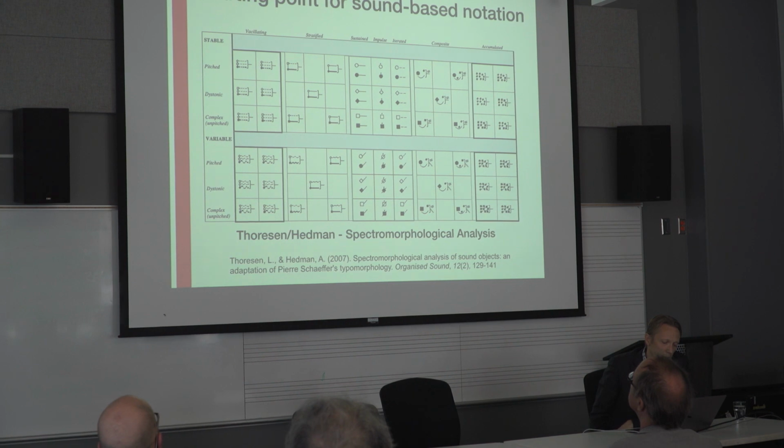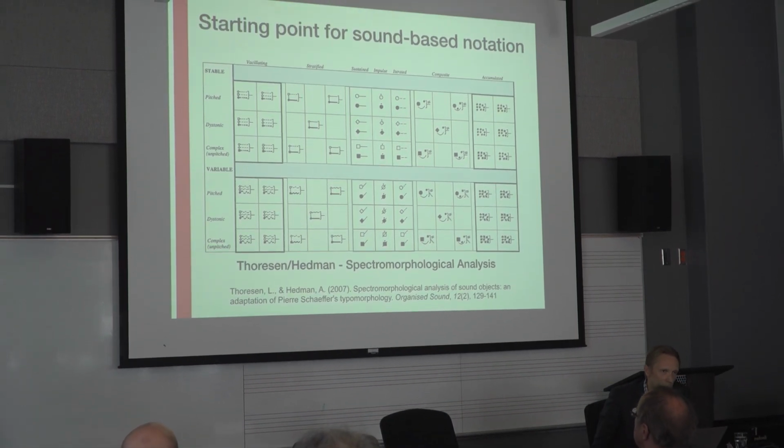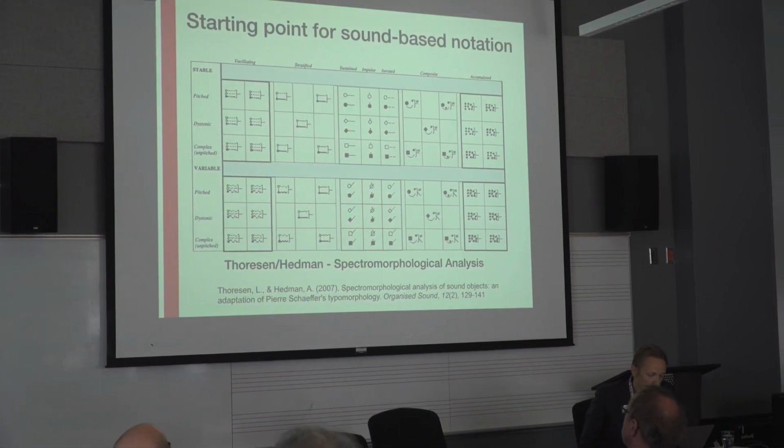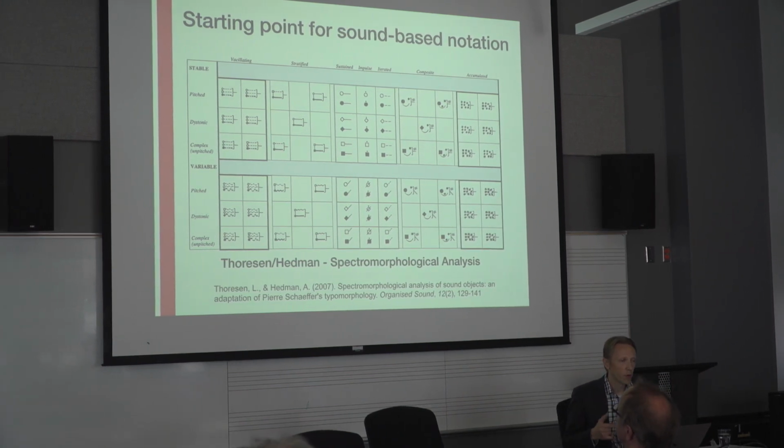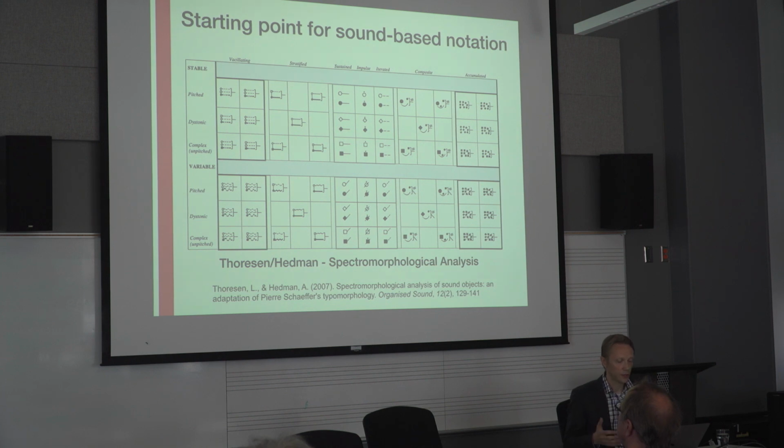So this is the Thoresen and Hedman notation system that maybe some of you are familiar with, and some of you maybe aren't too well. It was developed based on, say, Schaeffer's categories, and then developed into a usable graphical analysis system with graphical notation. And of course, they had to make great adaptations to the Schaefferian categories in order for this to work on a more objective level.